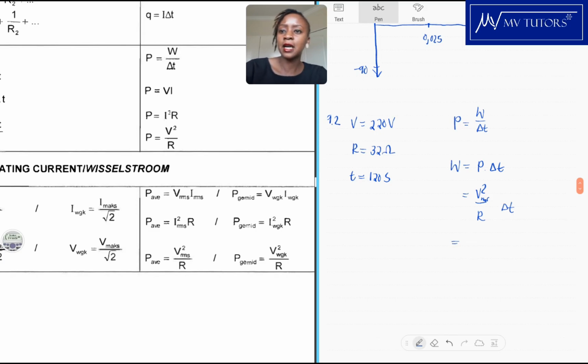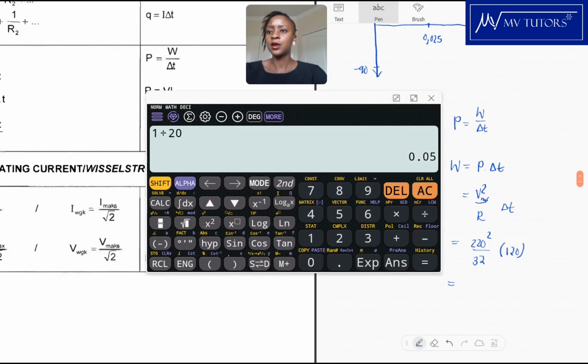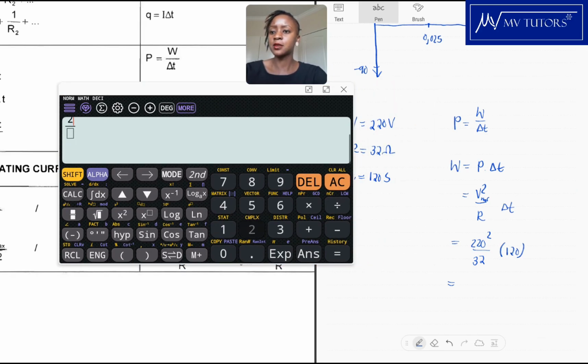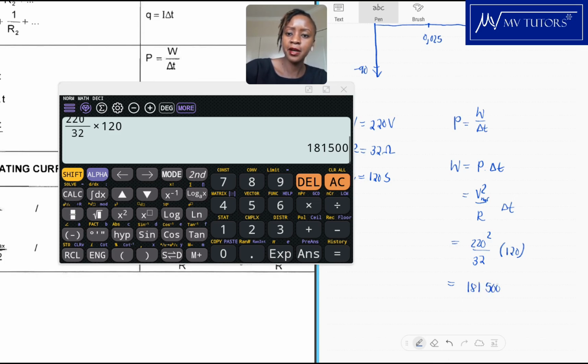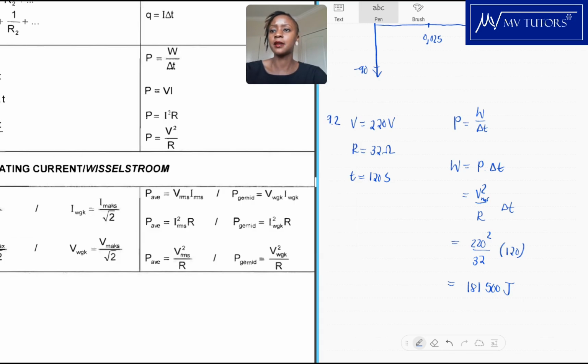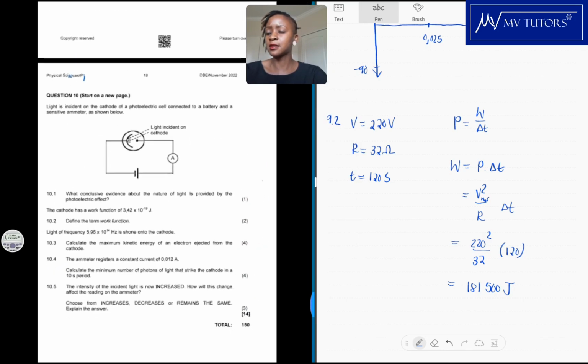All right, and our voltage is 220 squared, our resistance is 32, and the time that we have is 120 seconds. So let's plug all of that into the calculator. What do we get? Okay, so 220 squared divided by 32 multiplied by 120, we get 181,500 joules.